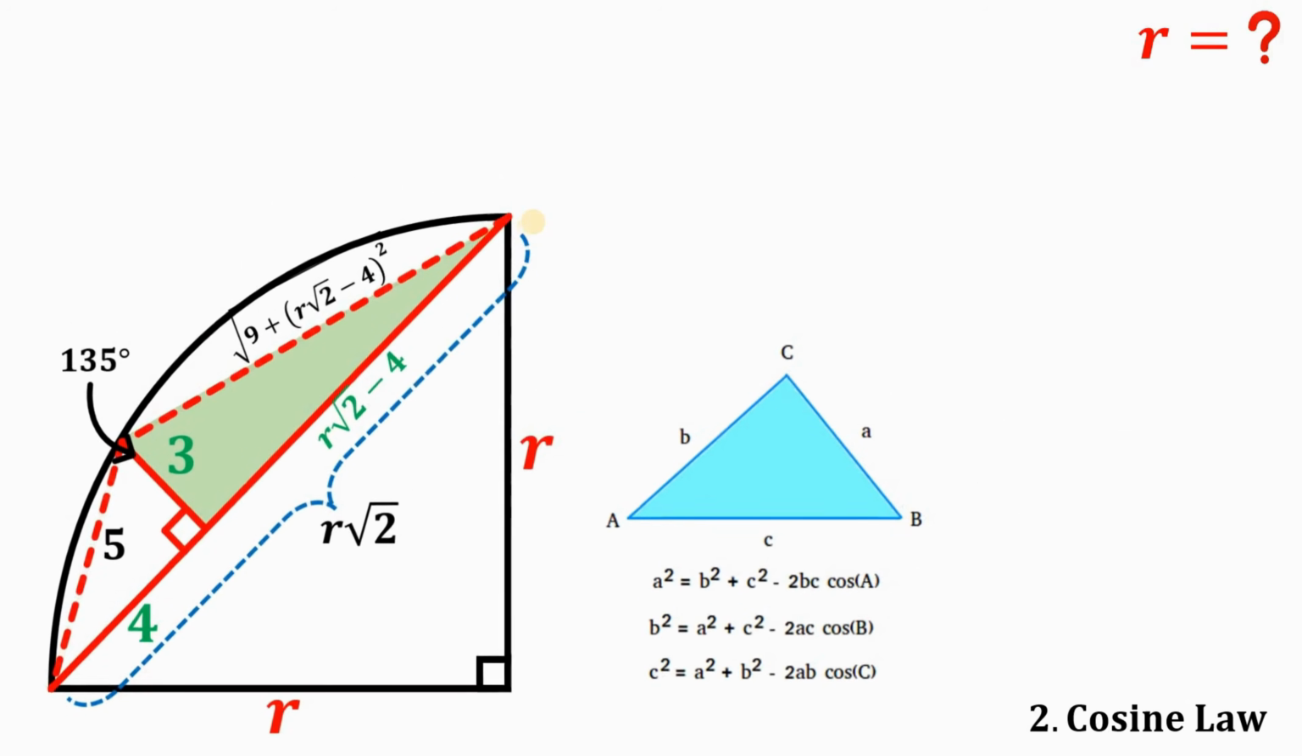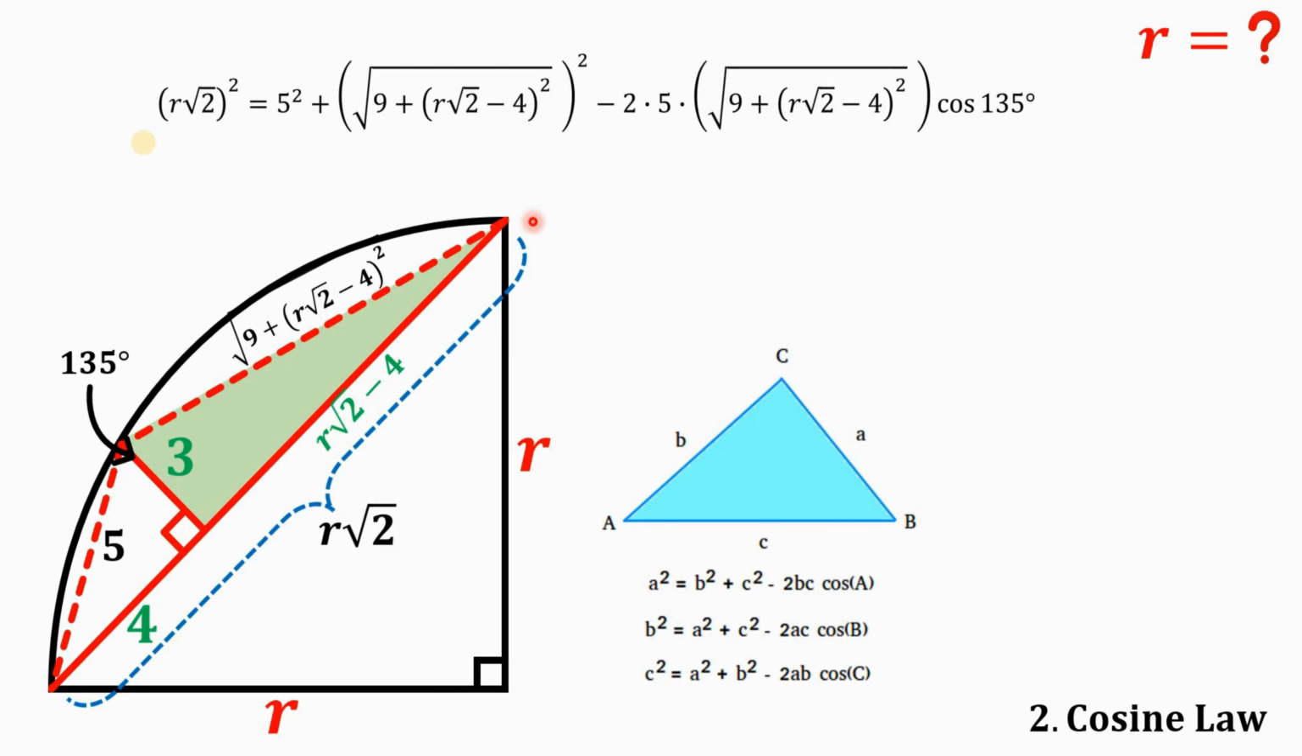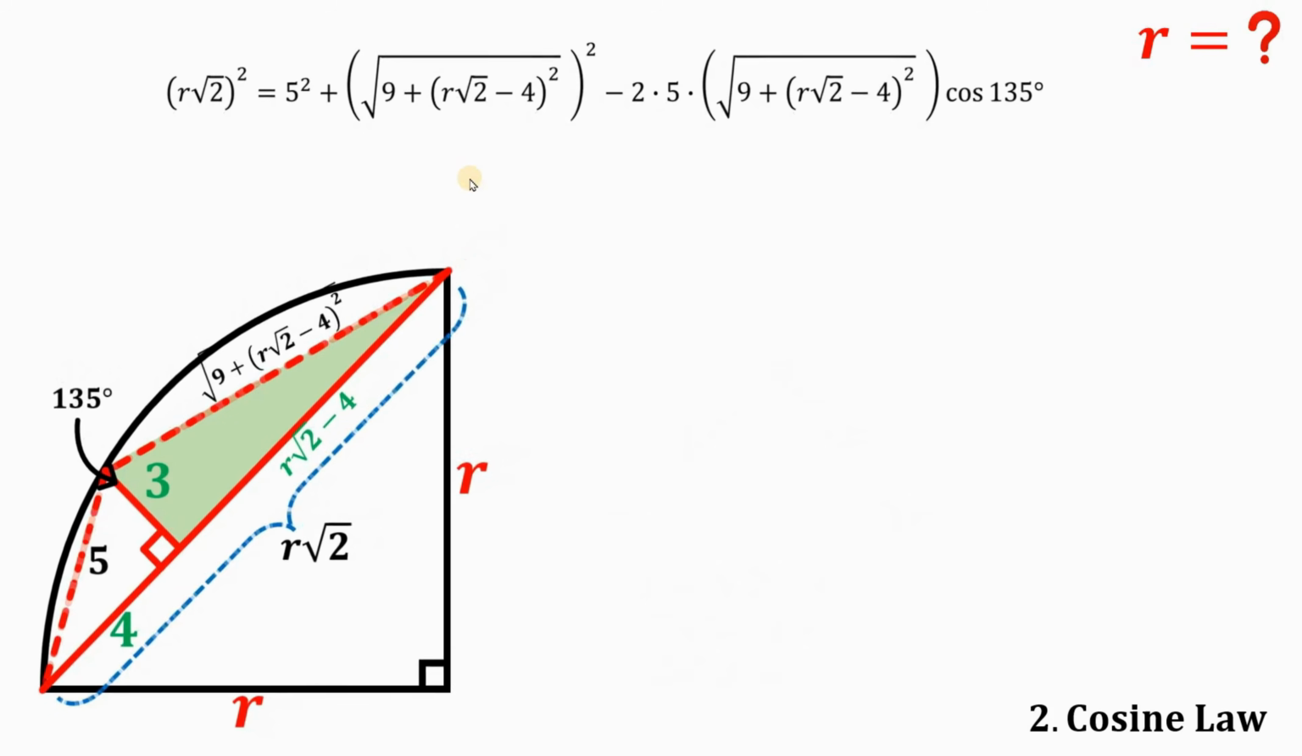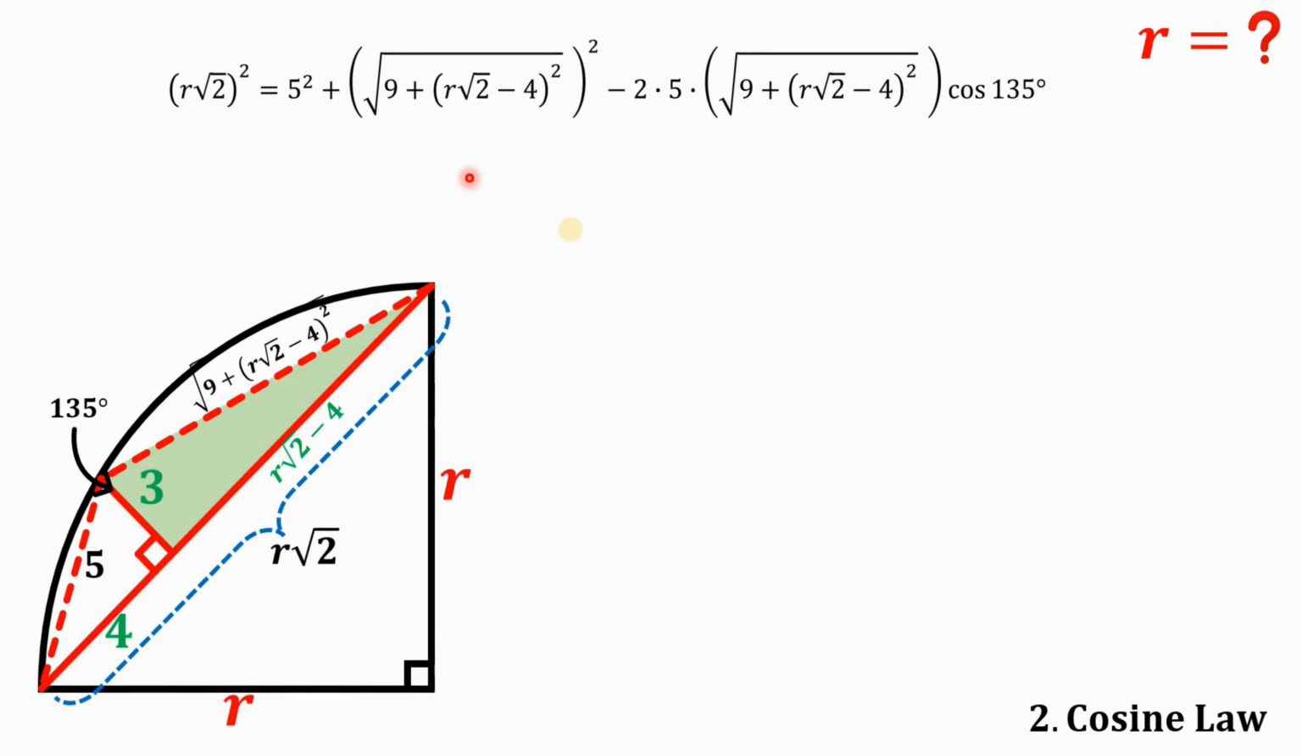So using the cosine law, we have this equation. So we have (r times square root of 2) raised to the power of 2 equals 5 squared plus this hypotenuse raised to the power of 2 minus 2 times 5 times this length times cosine of 135. And of course, this is simply the cosine law. Now, let's focus on this equation and let's solve for the value of r.